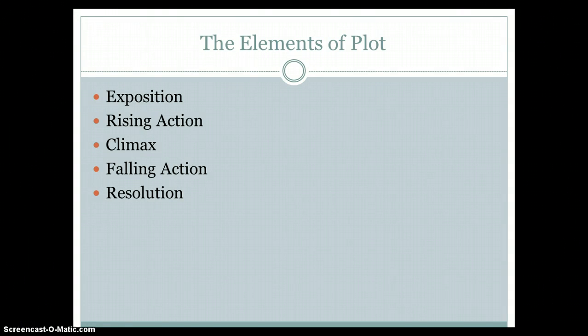The final part of the element of the plot is the resolution. This is where you tie up any loose ends and you bring your story to a close. You want this to happen quickly so that your reader isn't bored, but not so quickly that your reader doesn't know what happened and that the story just seems to die off immediately.